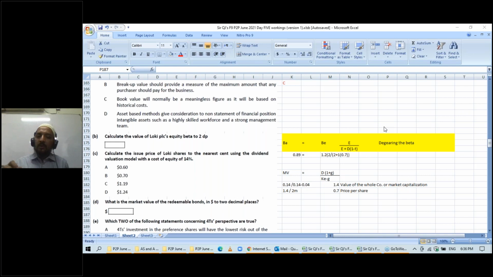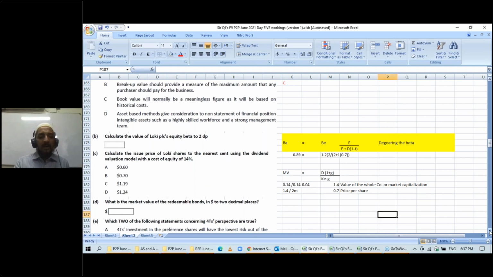The Q company was the proxy company, and they have given you the equity beta for the proxy company at a 2:1 ratio of debt to equity. The gearing ratio is 2:1. We have converted it into BA, beta asset. Is it okay, Idrissa?